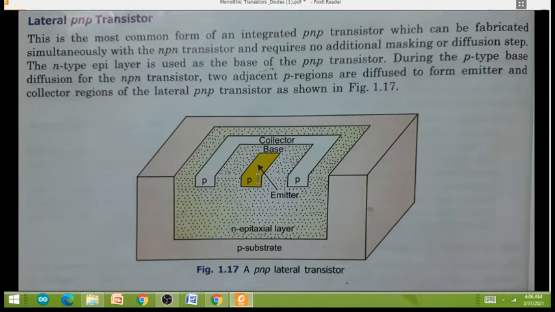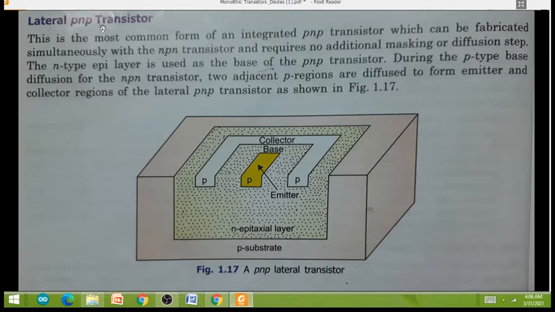and at the time of diffusion of the emitter, we are also making another diffusion of another strip, a lateral strip, and that would be working as a collector, and therefore the transistor is referred to as the lateral PNP transistor. So what is the advantage? You can cut short one step over here.